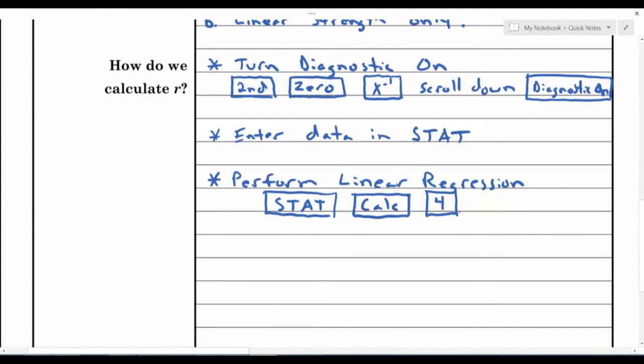Once you perform this, you're going to get some output. Near the bottom of the screen, you're going to see two things. One will say r squared, and the bottom will say r. This r is what we're interested in. This r is the correlation coefficient.